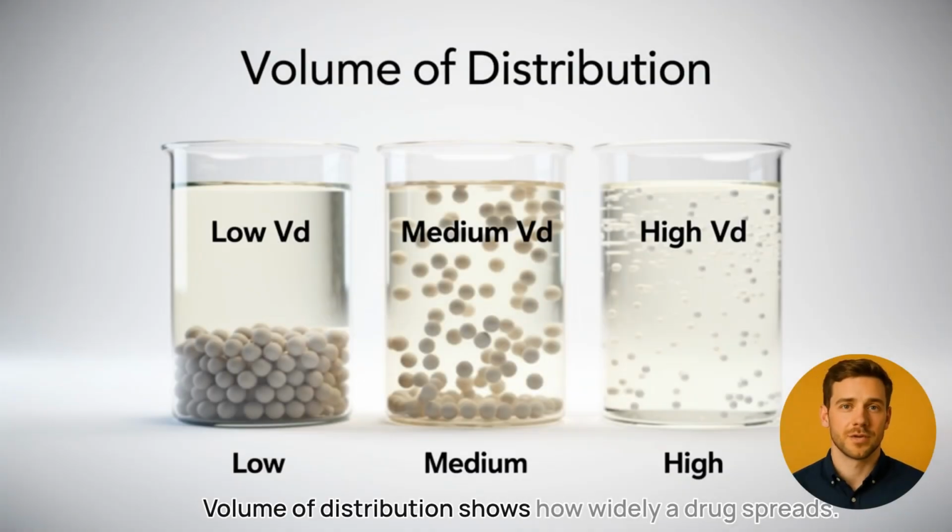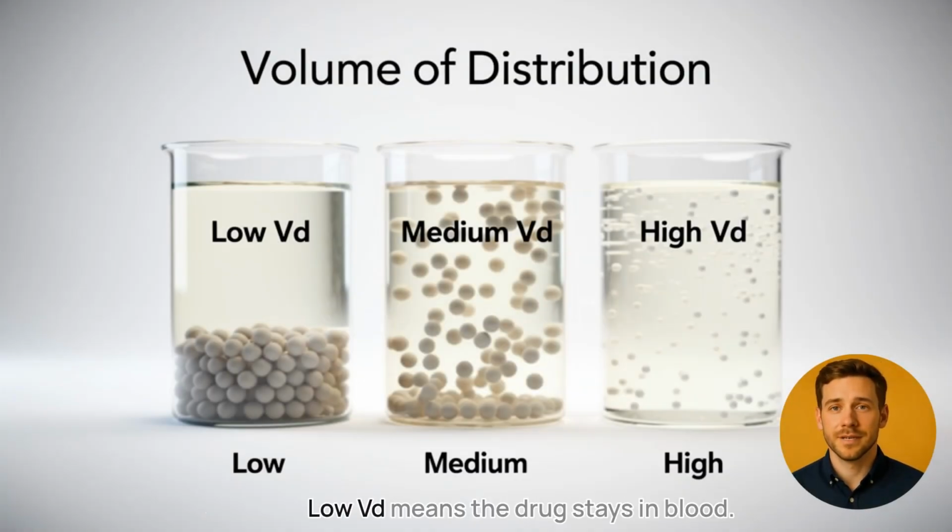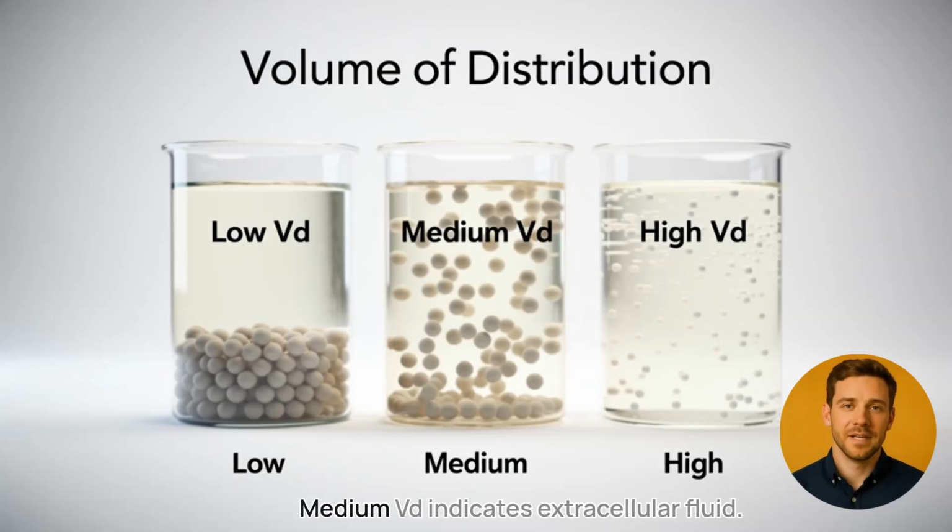Volume of distribution shows how widely a drug spreads. Low VD means the drug stays in blood. Medium VD indicates extracellular fluid. High VD means the drug is stored in tissues. A large VD usually means longer half-life and prolonged drug action.